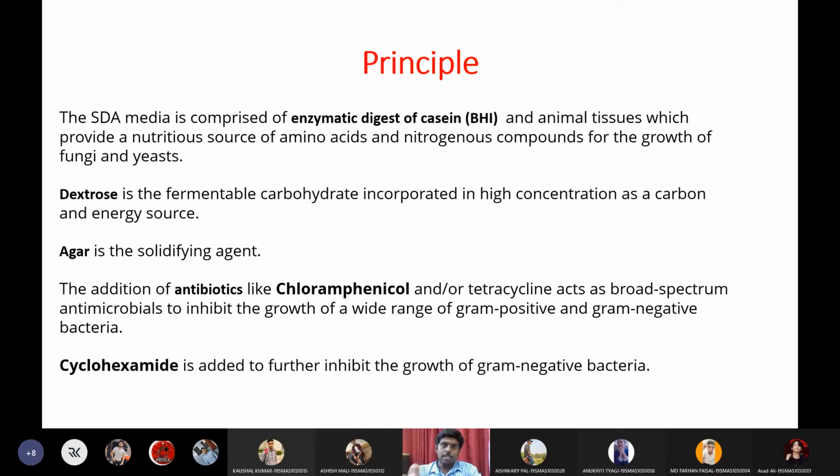SDA contains BHI that provides nutrition to the fungi. Dextrose will act as an energy source. BHI will provide nutrition for fungi. Dextrose will provide energy to fungi. Agar will act as a solidifying agent. Antibiotics will inhibit the bacterial growth, and cycloheximide will further inhibit bacteria and contaminating fungi growth. This is the principle of SDA agar.